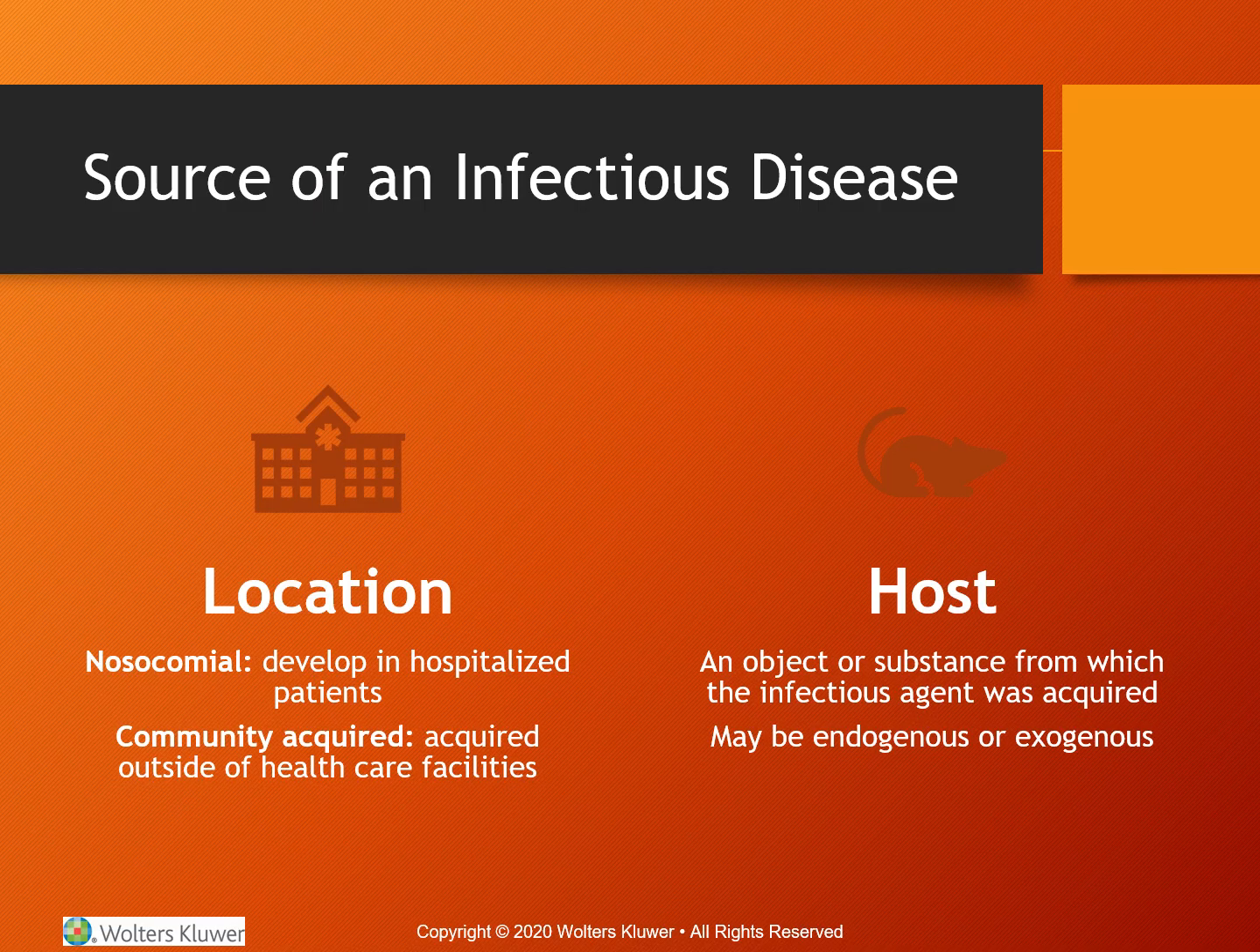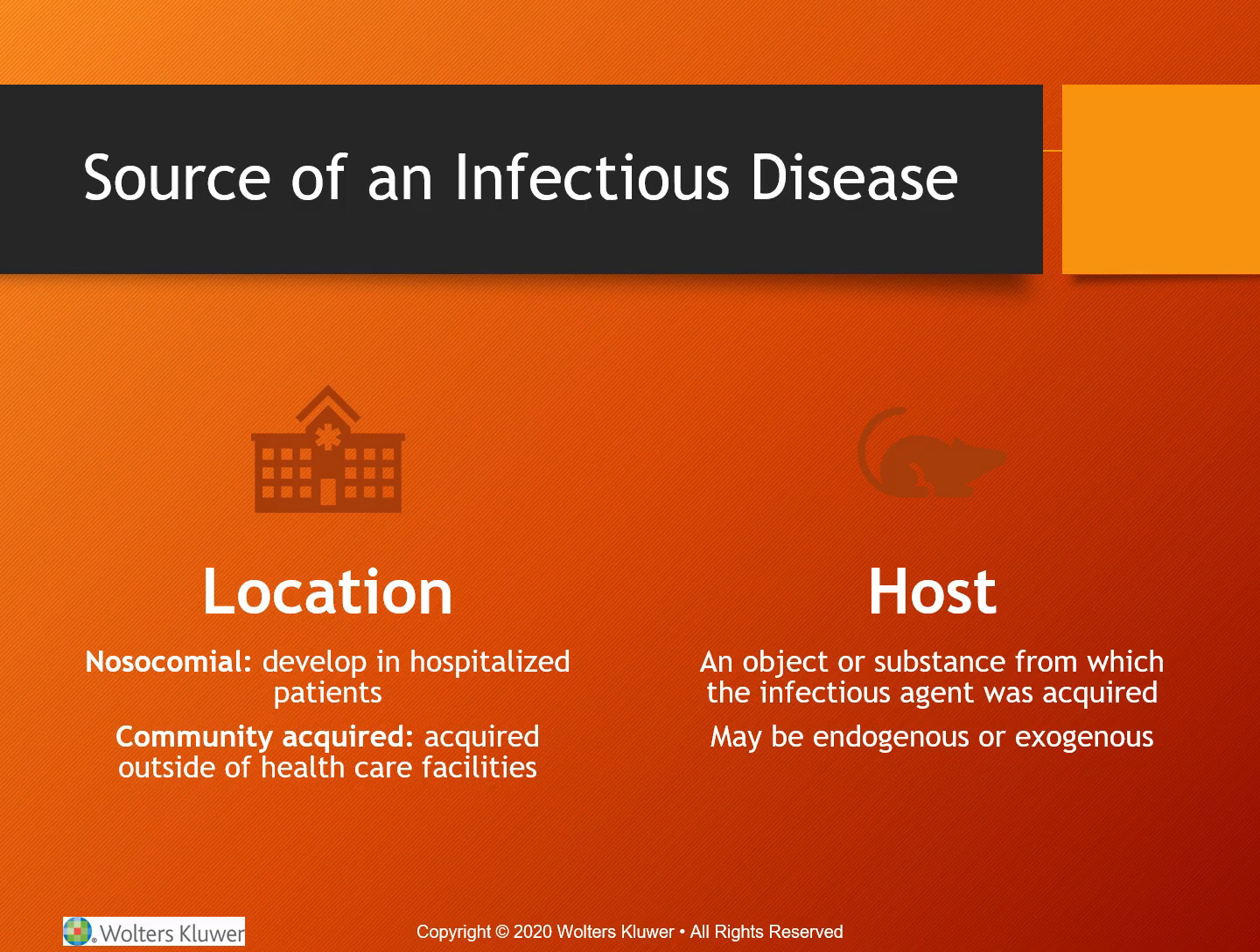We also classify infectious disease based on its source, or where people pick up this infectious disease. Locations are either nosocomial, meaning they're developing in hospitalized patients, and the types of diseases we see in nosocomial infection are often different than those that people contract in the community, or what we call community acquired. And these are infections that are acquired outside of healthcare facilities.